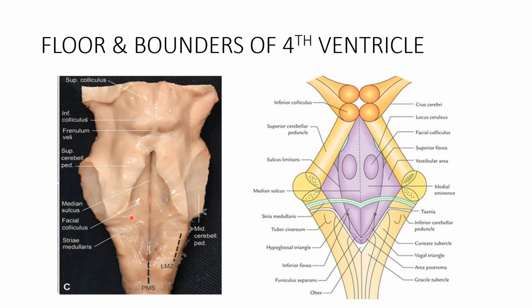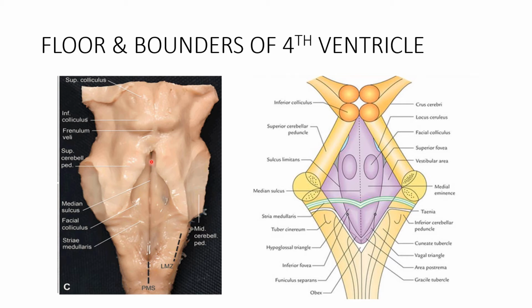Now we can appreciate the transversely running fibers over here. These are the striae medullaris. They are derived from the arcuate nuclei and run laterally over the medial eminence into the inferior cerebellar peduncle and to the cerebellum on each side.